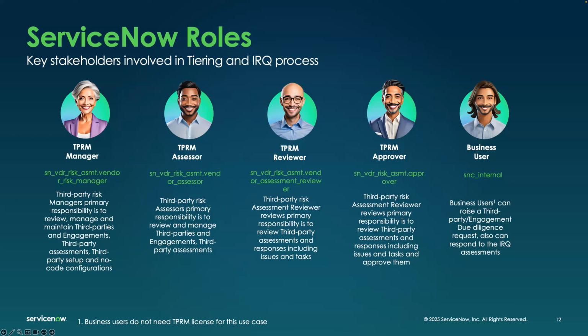Now, the TPRM assessors are responsible for evaluating and managing your third parties and your engagement risk assessments. They play a critical role in identifying and analyzing potential risk to help ensure informed decision making. Similarly, reviewers support the third party engagement risk assessment process by contributing to the risk assessment evaluation. Right, so they assist in reviewing assessments and assessment responses, and help ensure completeness and accuracy before the assessment moves to the next phase.